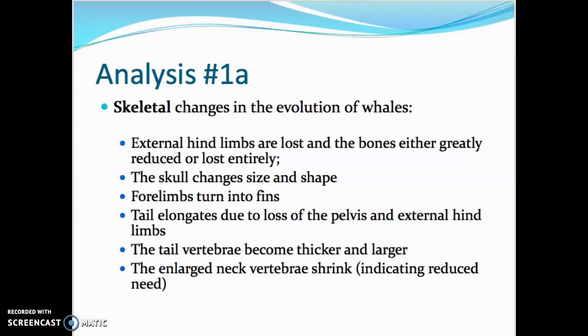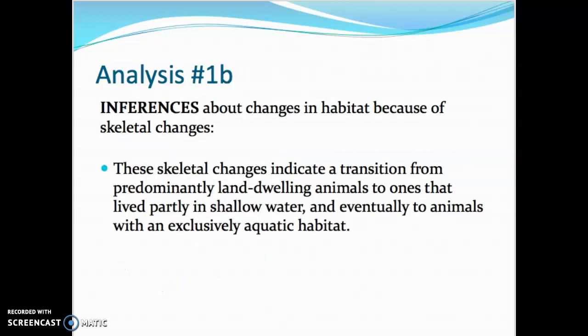So what can you infer about those changes in the habitat that might have occurred to make those skeletal changes make sense? And what you should be able to come to the conclusion is that the skeletal changes that we see going from M all the way up to O indicate that that animal probably in the beginning, when it was wolf-like, lived on land. It was a land-dwelling animal.